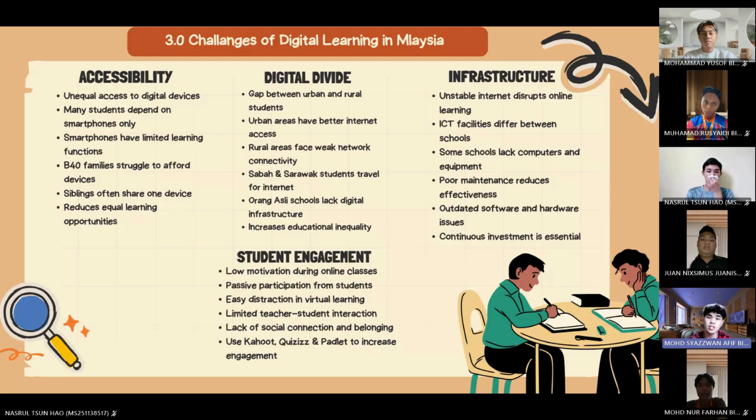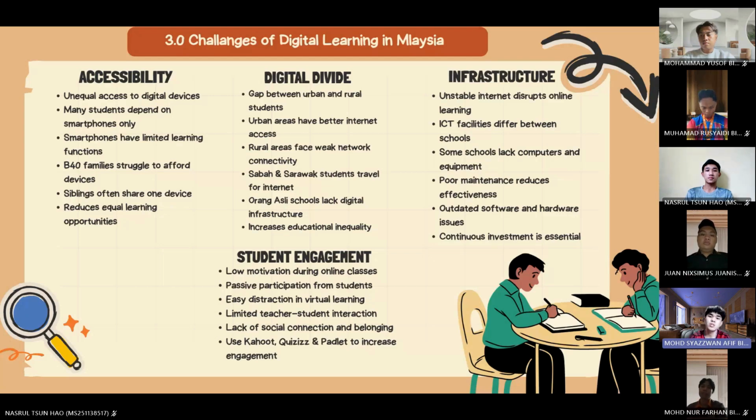Finally, student engagement. Another challenge is keeping students actively involved during online learning. Many students lose motivation because online classes can become repetitive and less interactive. Some students participate passively by simply joining the class without actively asking questions or contributing in discussions. There are also many distractions at home, making it difficult for students to stay focused.